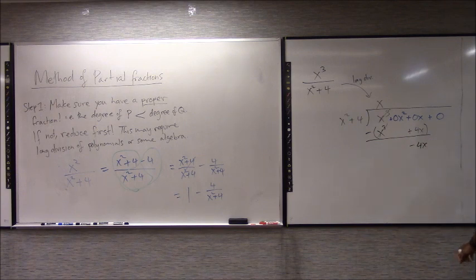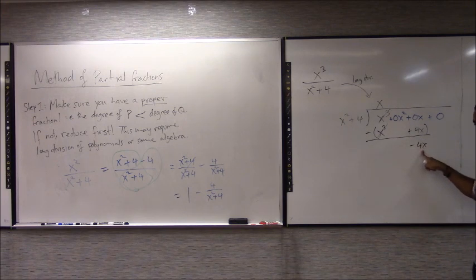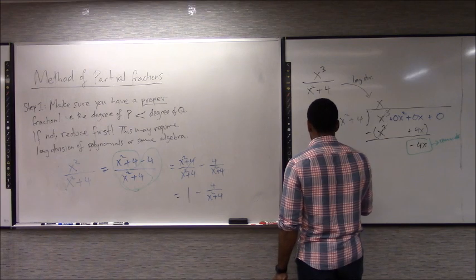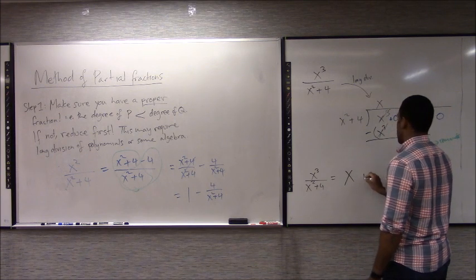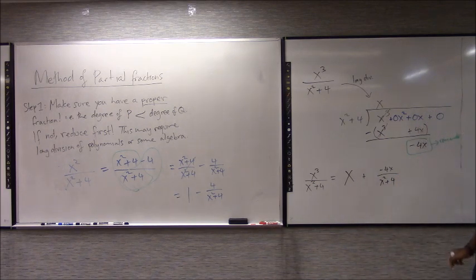Okay? Now, notice here that if I try to do that process again, x squared divided into this, it does not divide into that, because the x squared is larger than that. And so I would stop the process. This would be the remainder. And so now what we would be able to say is that x cubed over x squared plus 4 is equal to x plus minus 4x over x squared plus 4. And clearly you can see that that would be a lot easier to integrate than that.